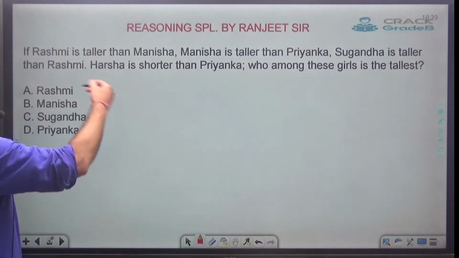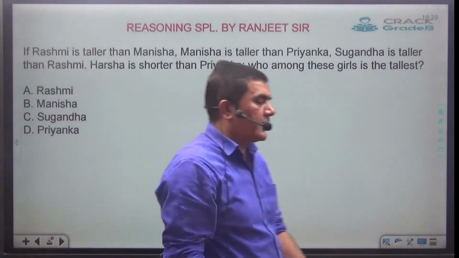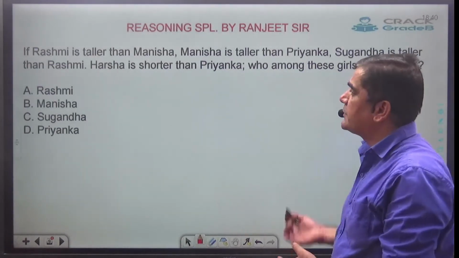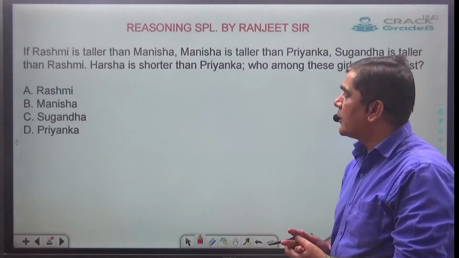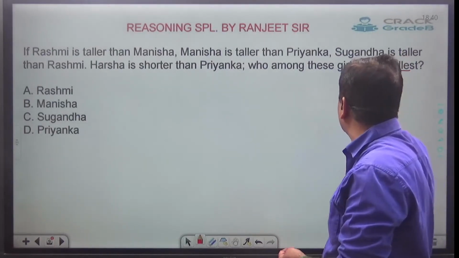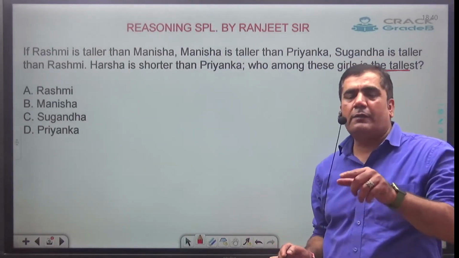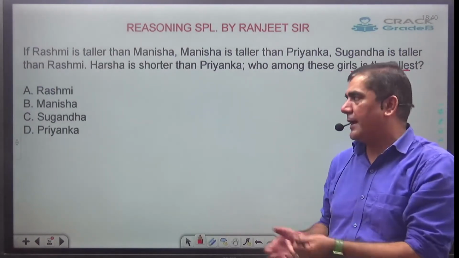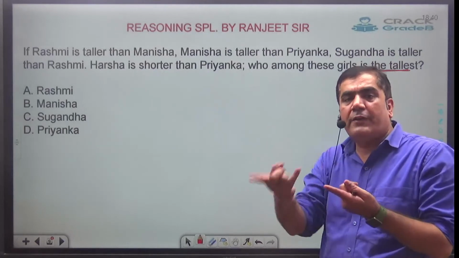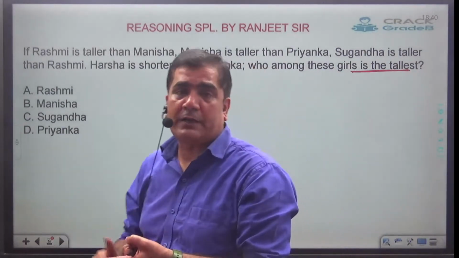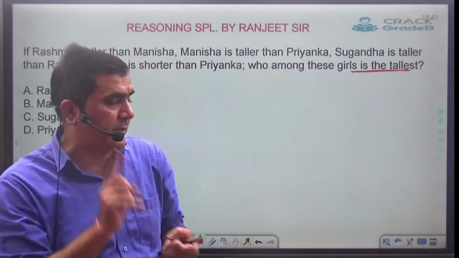Just see. He is saying, Rashmi is taller than Manisha. Manisha is taller than Priyanka. Sugandha is taller than Rashmi. Harsha is shorter than Priyanka. Who among these girls is the tallest? So let's solve this problem without touching the pen, then let's touch and arrange them vertically. Both ways you need to practice for the banking examination.